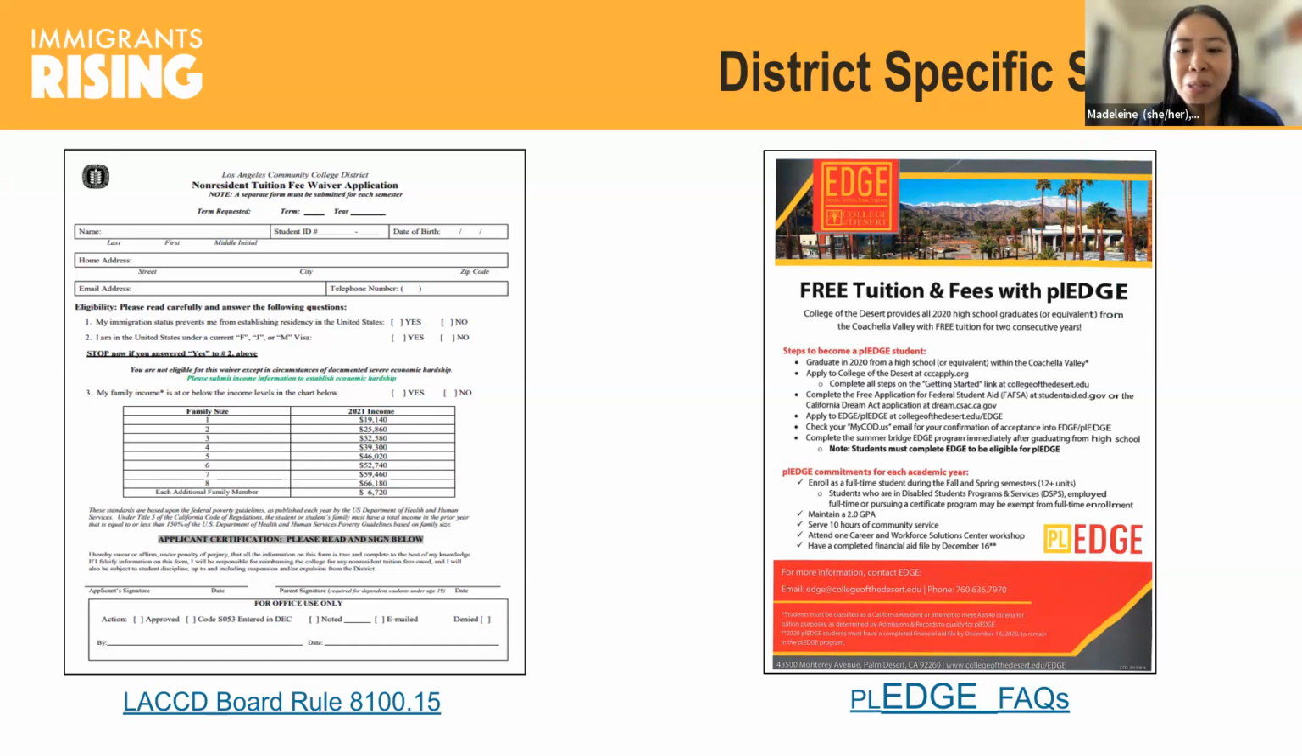And then I know College of the Desert also has this pledge program, which is very similar to the promise programs that other campuses have, but this one is specific to students graduating from their community, who also need to show financial need, and does not have AB 540 as a requirement. Folks who are able to benefit from this also can get free tuition for 2 years within that campus.